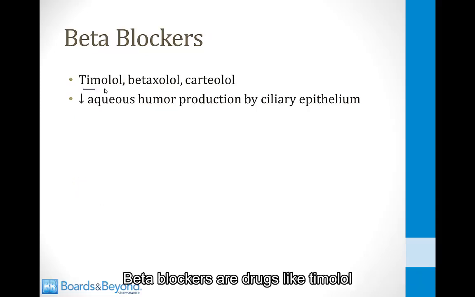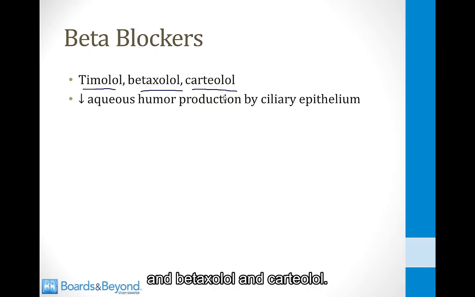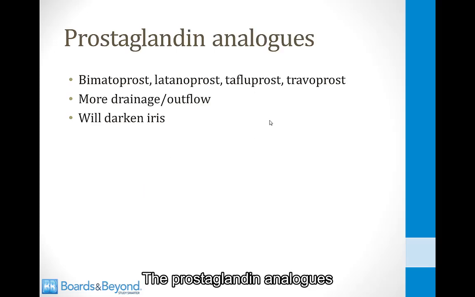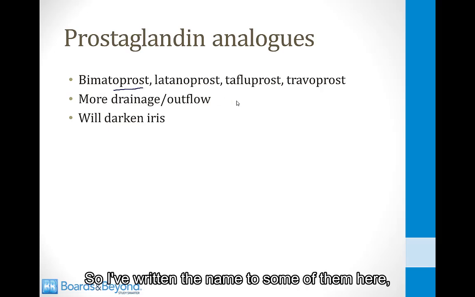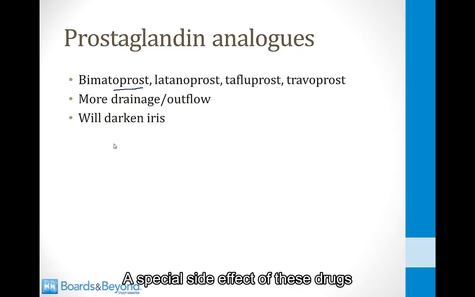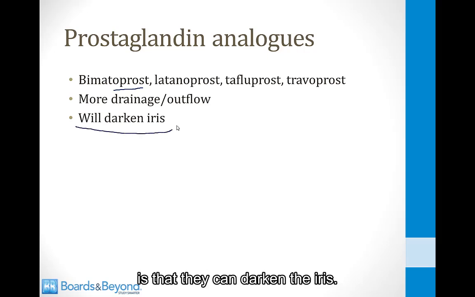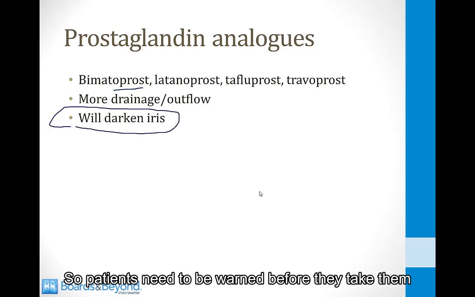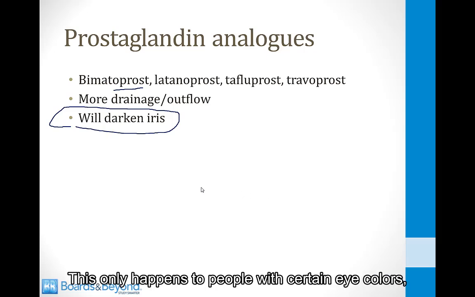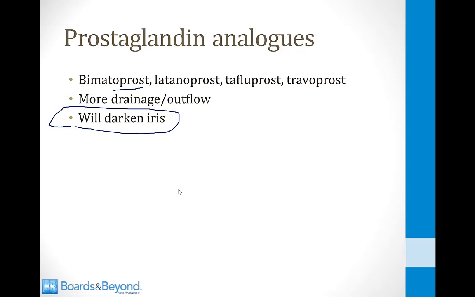Beta blockers are drugs like timolol and betaxolol and carteolol, and these decrease aqueous humor production by the ciliary epithelium. The prostaglandin analogs are all drugs that end in -prost, so I've written the names of some of them here, and they make more drainage of the aqueous humor occur, and this will lower the intraocular pressure. A special side effect of these drugs is that they can darken the iris, so patients need to be warned before they take them that they may see a change in the color of their eyes. This only happens to people with certain eye colors and usually isn't a big problem.